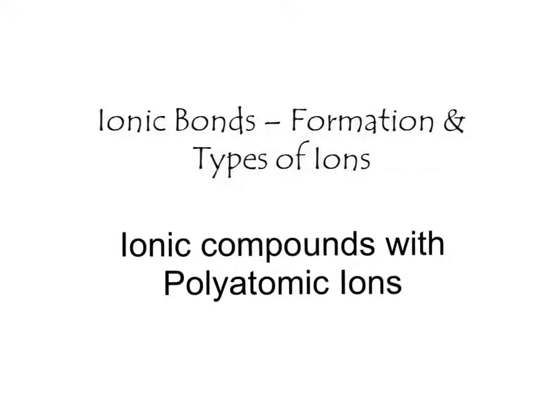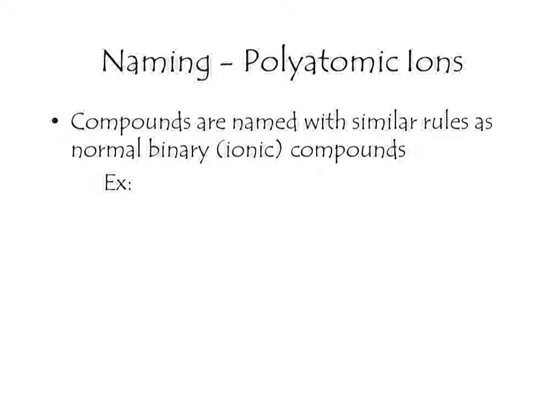This is the tutorial for ionic compounds with polyatomic ions. So here are the rules when you're trying to write the chemical formula from the name. It is very similar to when you are trying to write a binary ionic compound. So for example, here is potassium permanganate.